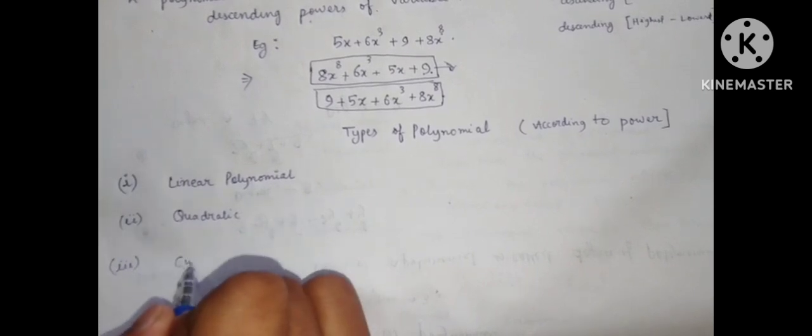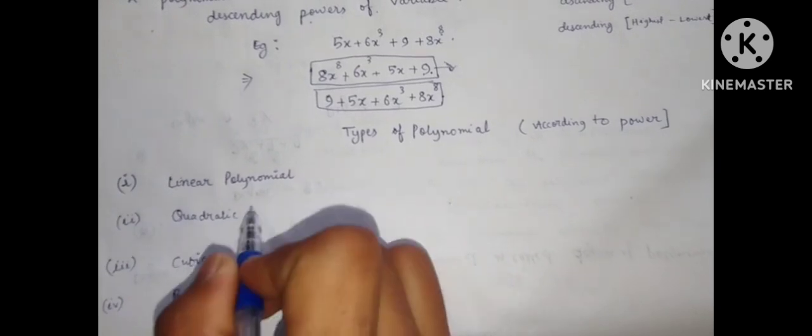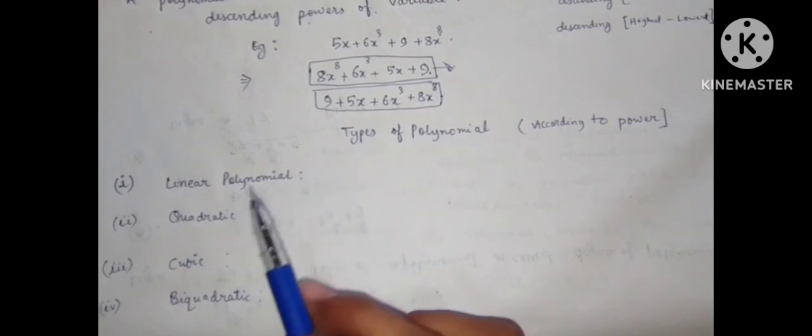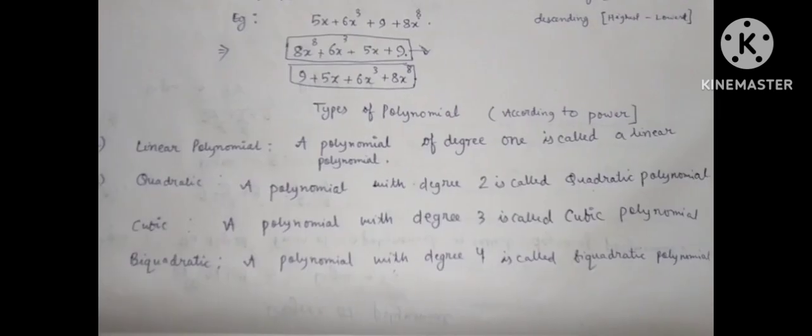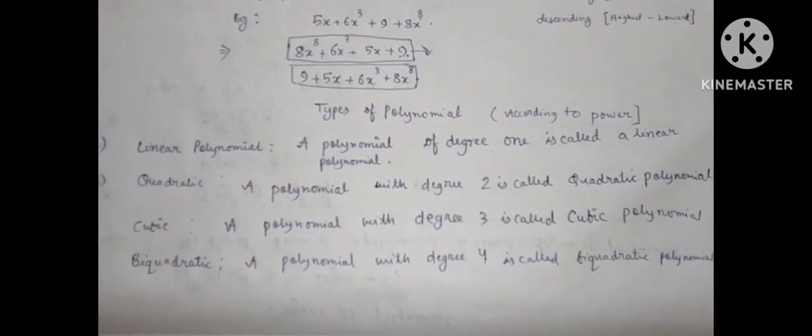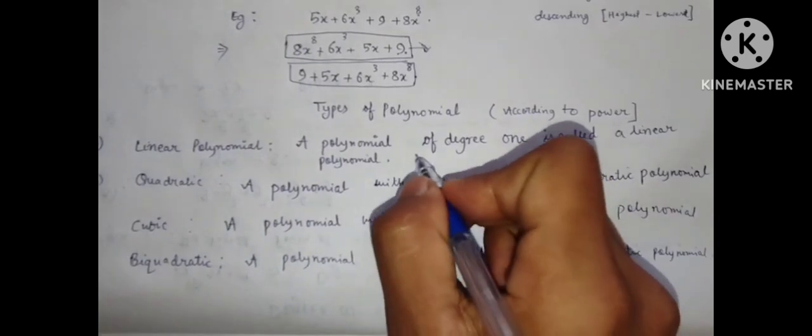Third we have cubic, and at last we have biquadratic. So these are the types of polynomials on the basis of power. Now I'll write down all the definitions of linear polynomial, quadratic polynomial, cubic and biquadratic. Now I have written all the types of polynomials and the definitions. Now let us learn linear polynomial with an example.